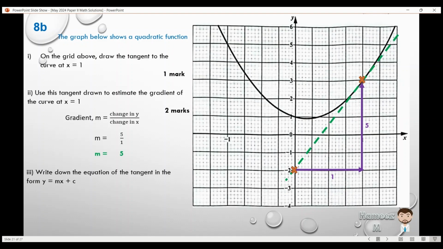Let's go on to part 3. Write down the equation of the tangent in the form y is equal to mx plus c. So if we're writing the equation of the straight line, which follows that general formula, y and x must be in the formula, and we need to find m and c. M is the gradient, which we've just found in part 2 to be 5, and c is the point where that tangent, our green line, is cutting the y-axis. We have it indicated there as a point at minus 2. As such, y is equal to 5x minus 2. And that's the equation of the tangent.